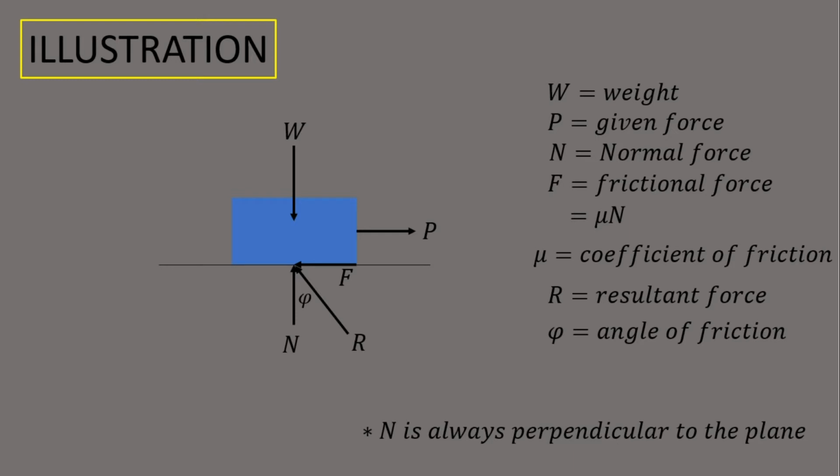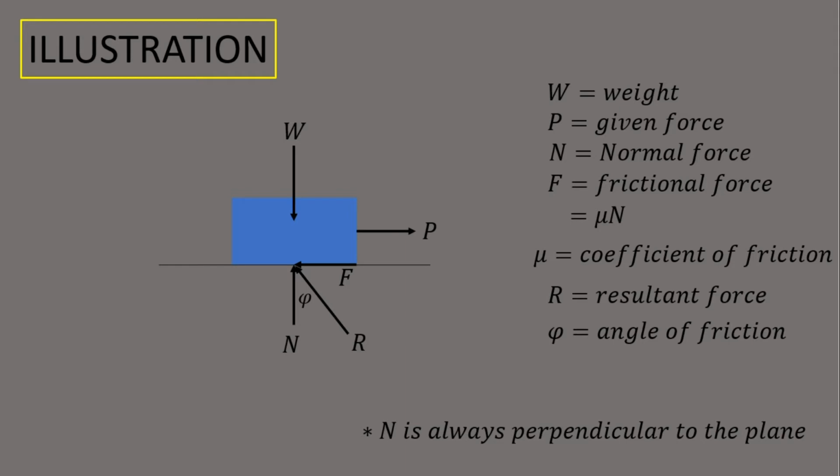But how do we compute for our friction? So meron tayong tinatawag na normal force. So yung normal force ay always perpendicular dun sa plane. So ang ginagawa naman ng normal force usually ay ina-oppose lang niya yung weight ng body, para magkaroon ng equilibrium. So we compute for our frictional force by the formula mu times N. So yung mu ay yung coefficient ng friction natin. So it varies depende sa smoothness or roughness ng ating surface.